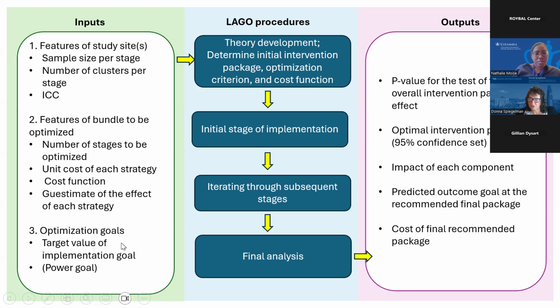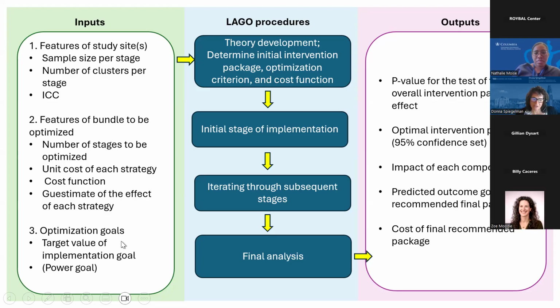And then I'm going to show this all by example. Probably all sounds very vague so far. And then we need optimization goals, like the target value for the implementation goal, or to achieve sufficient statistical power for the null hypothesis versus its alternative, that the intervention overall, the whole package, has no effect. So these are the inputs. Some of them are standard, like this first number one, and maybe down here a power goal is standard. And all these other things in the middle are new things we need for LAGO.